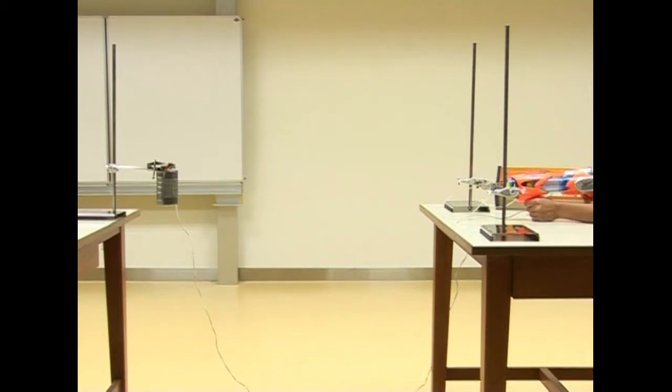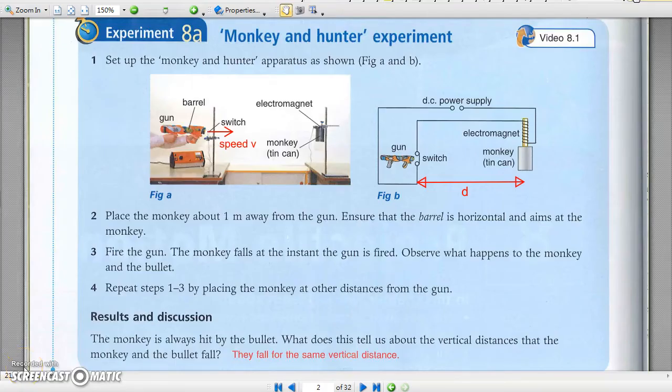Observe what happens to the monkey and the bullet. Will the bullet hit the monkey? The bullet always hits the monkey. Why? Because they fall for the same vertical distance. But why would it happen? And what determines where they will meet? It is the distance d.